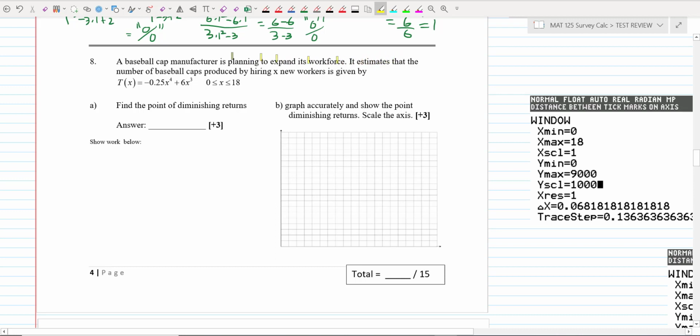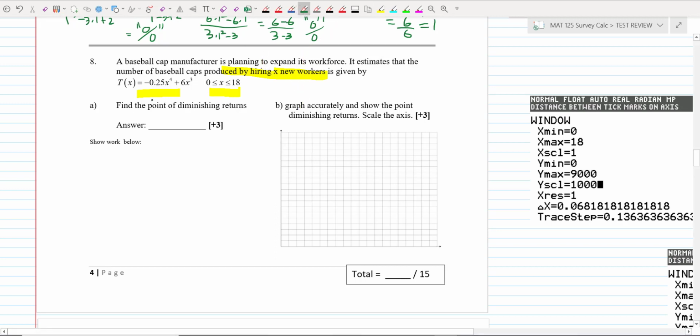Okay, this one, you have a baseball manufacturer planning to expand the workforce. It estimates the number of baseball caps produced by hiring X workers. So X is the number of workers, is given by this function, and we're going to graph this probably from 0 to 18. Find the diminishing returns.